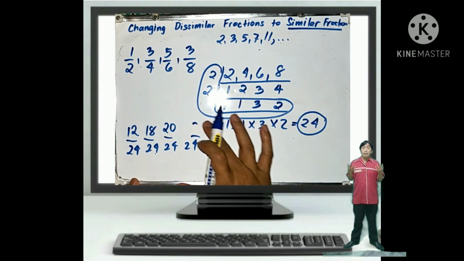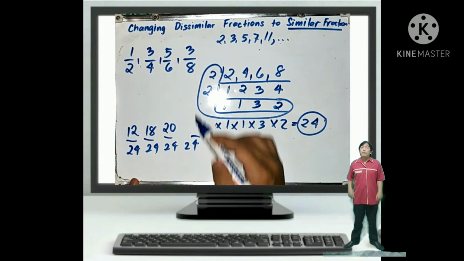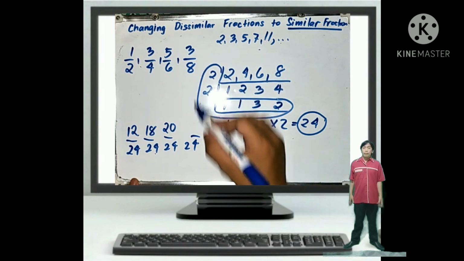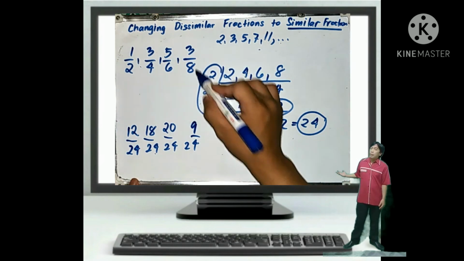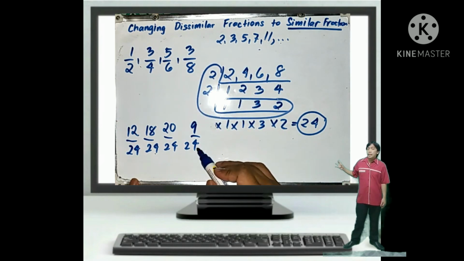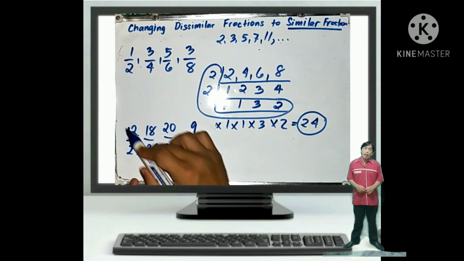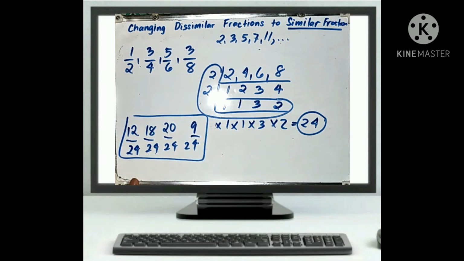Now, let me erase this one. 24 divided by 8, the answer is 3. Times 3, the answer is 9. 3/8 is the same as 9 over 24. All fractions have the same denominator. They are now similar fractions.